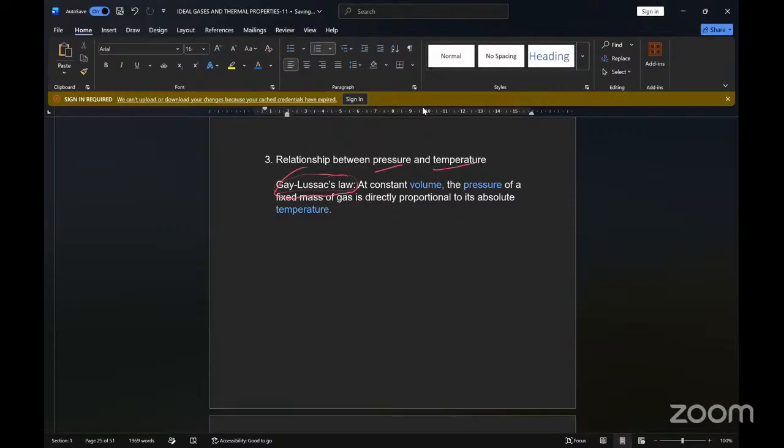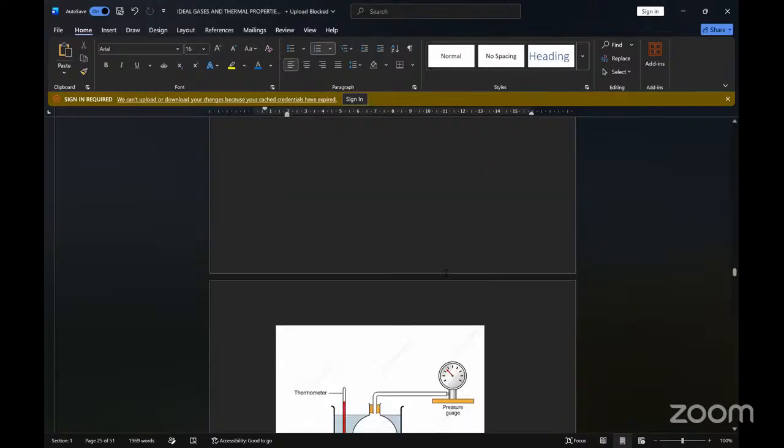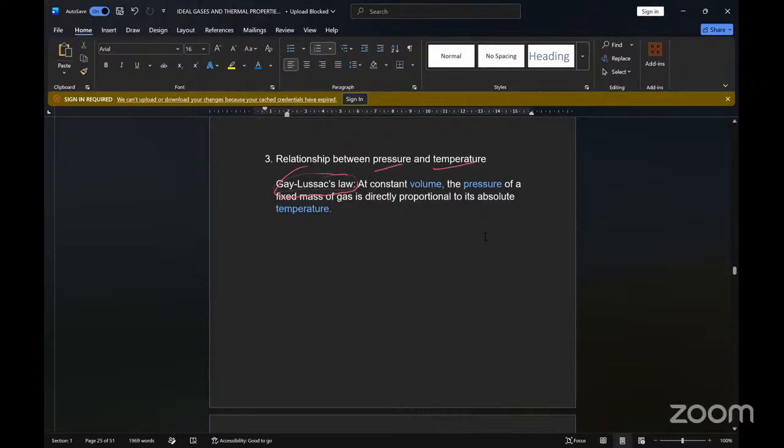Okay, so I'm saying that the relationship between pressure and temperature is encapsulated in what we call Gay-Lussac's law. And it says that at constant volume, the pressure of a fixed mass of gas is directly proportional to its absolute temperature. So basically what he's saying is pressure is proportional to temperature.